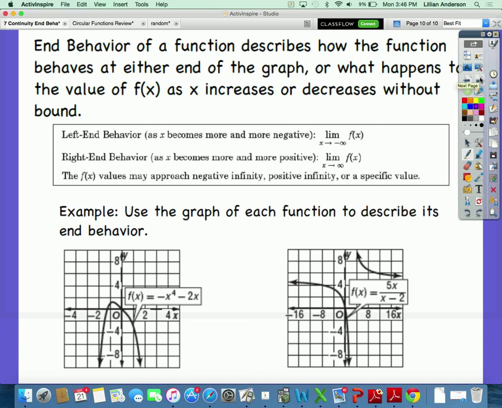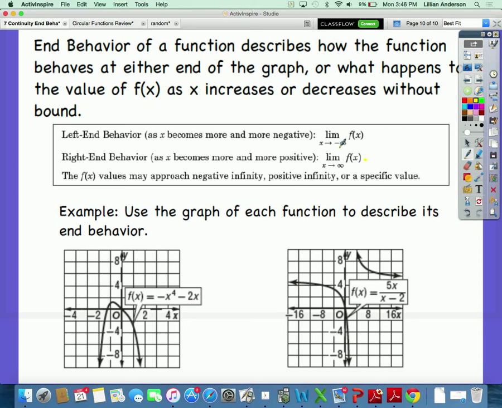End behavior of a function describes how the function behaves at either end of the graph, or basically what happens to the value of f of x as x increases or decreases without bound. This again uses limit notation to represent that. The limit as x approaches negative infinity of the function basically means left end behavior. So what's happening as x becomes more and more negative? For the second one, it's asking for right end behavior. As x becomes more and more positive, we're trying to figure out the limit as x approaches positive infinity.